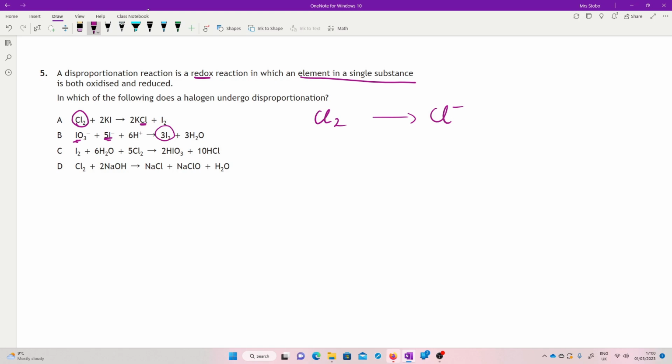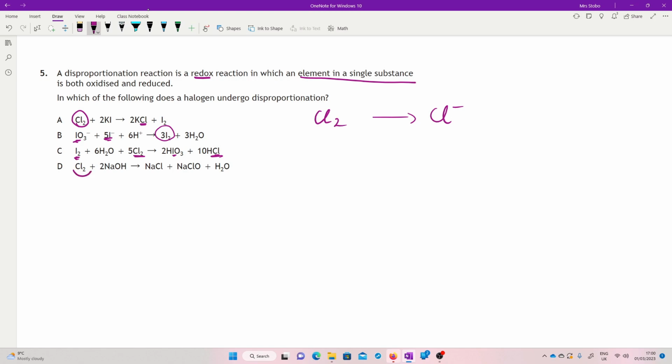Our next one, we're looking for our halogen again. So here's our iodine, and we've got chlorine. The iodine ends up in one place, so only one thing could have happened to it. The chlorine ends up in one place, so only one thing could have happened to it.